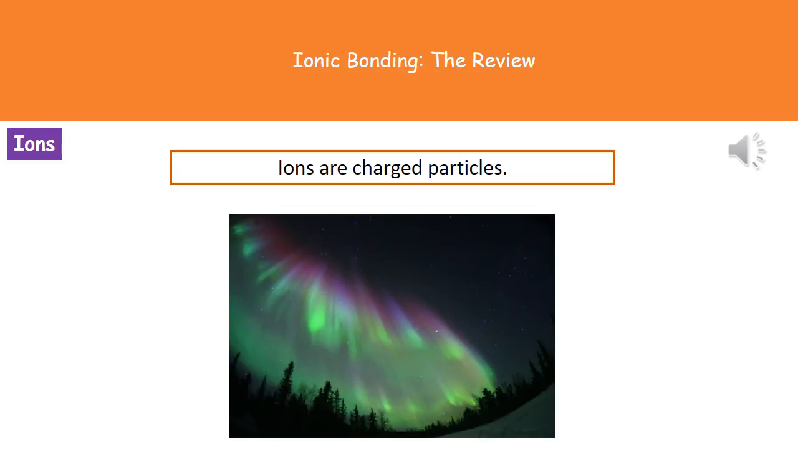Welcome to our review on ionic bonding. First thing we actually need to understand is what we're talking about when we refer to this thing called an ion. Quite simply, if we're talking about an ion, we are talking about a charged particle. Now the key thing to remember is that these ions can either have a positive charge or a negative charge.